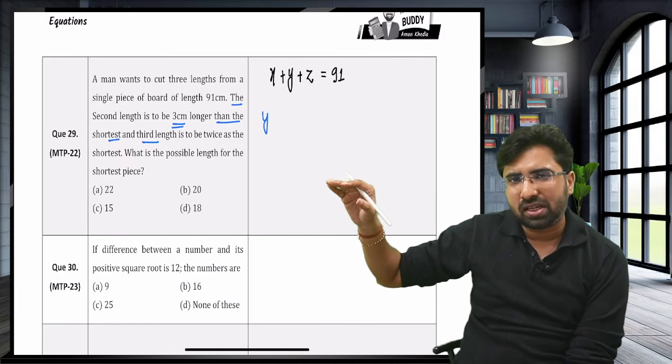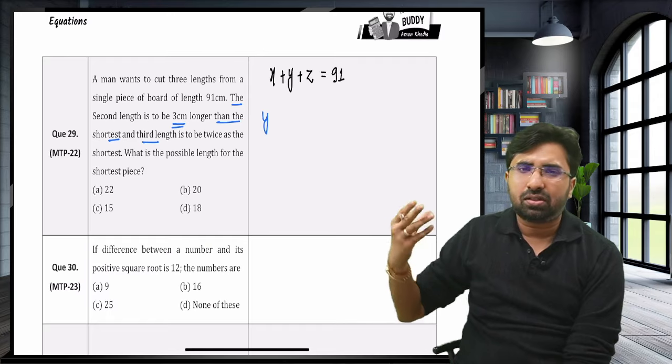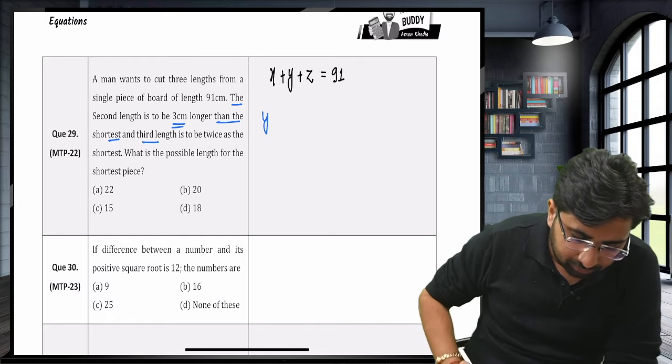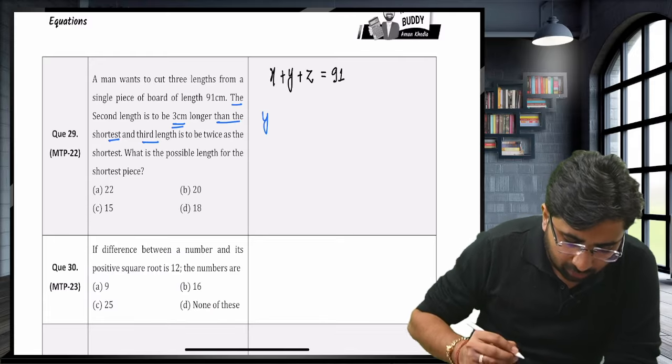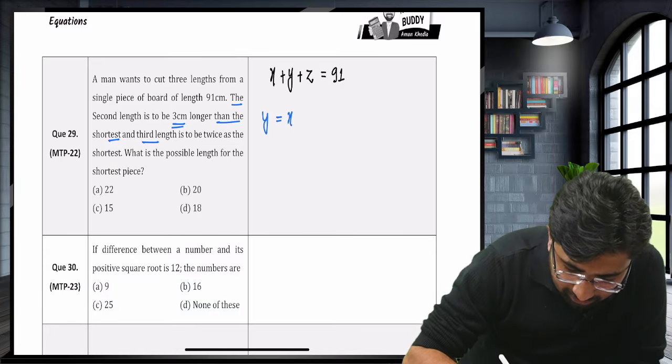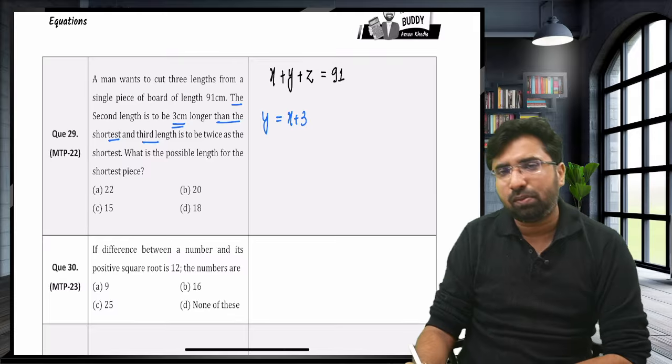The second length y is 3 centimeters longer than the shortest. Let us say the shortest is x. They are using the word second, and second means it is y. Shortest is x. It means if you add 3 to the shortest, it will be equal to the second length.